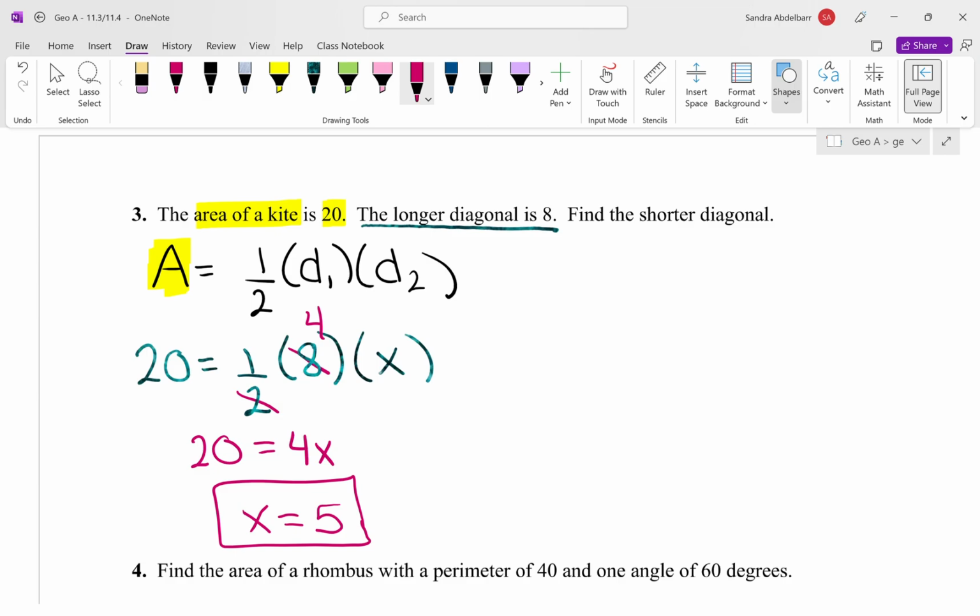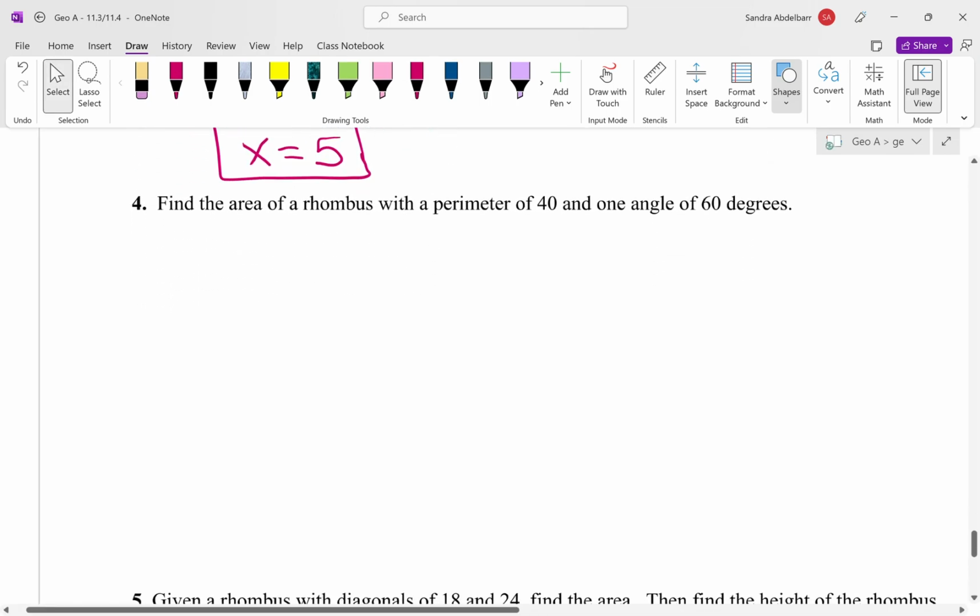So Maya had a great question. She said, for the rhombus, is there any time you'll use the base height formula? Absolutely. I won't tell you which formula to use. You're going to have to figure it out based on the information I give you. So let's go to number 4.